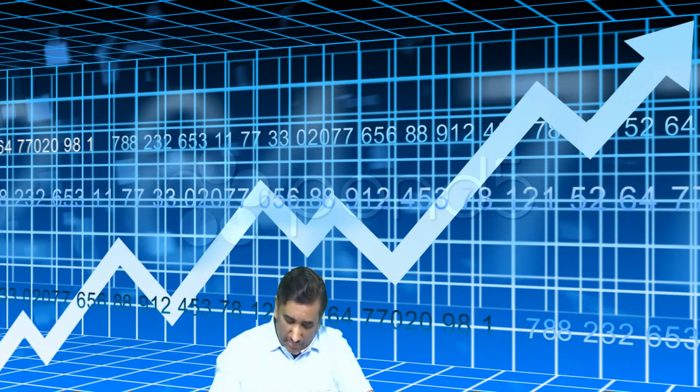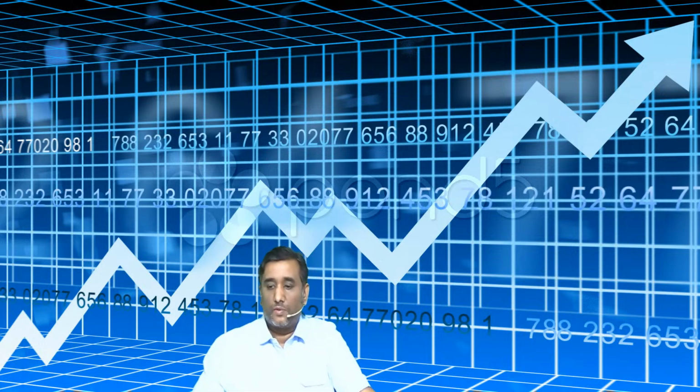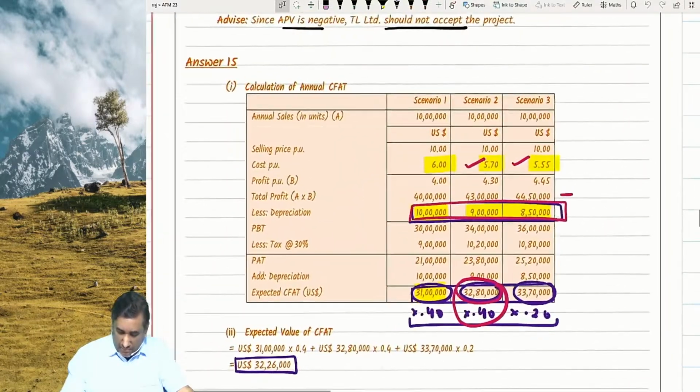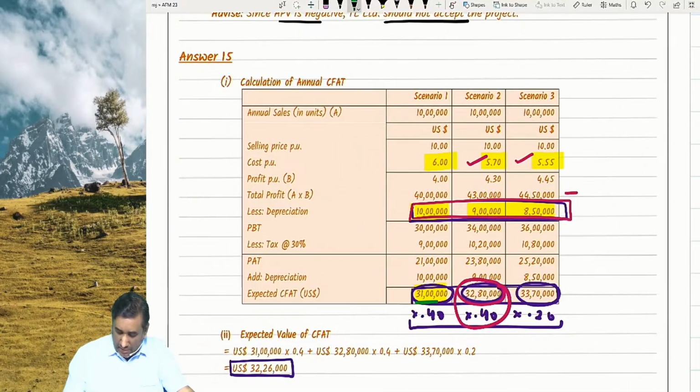This is question number 15, na? Yes, 15. This answer you got, na? Exactly the same answers you got. You got 31 lakh, 3280 and 3370. This we were same here. Then you got expected value 3226. No doubt on that? No doubt.